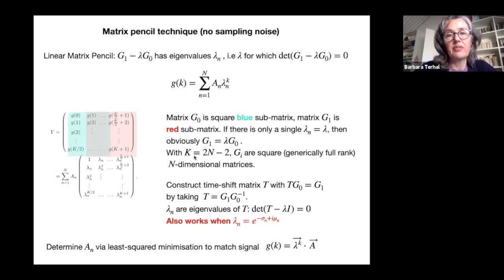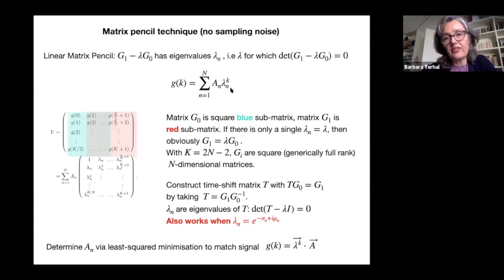The point is that k depends on how much data I have. If I choose it large enough, namely 2n minus 2, you can argue that the G's are square matrices and they're generically full rank. If they're full rank, I can invert them. So I can construct what I call the time shift matrix, which maps G0 to G1. I can do the inverse because the matrices are square and full rank. Then I just compute the eigenvalues of T, which is solving this eigenvalue problem. The matrix pencil technique is more general in the sense that these matrices G1 and G0 are not necessarily square. That will be the next slide.